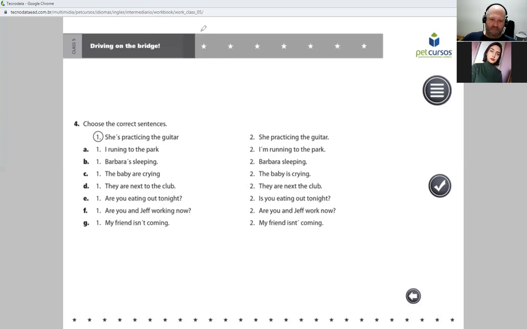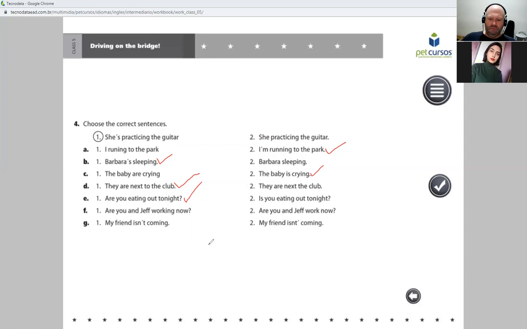A. I'm running to the park. So number two. Yeah? B. Barbara is sleeping. So number one. C. The baby's crying. Two. D. They aren't next to the club. They're next to the club. Yeah, so one. E. Are you eating out tonight? The number one. Number one, okay.